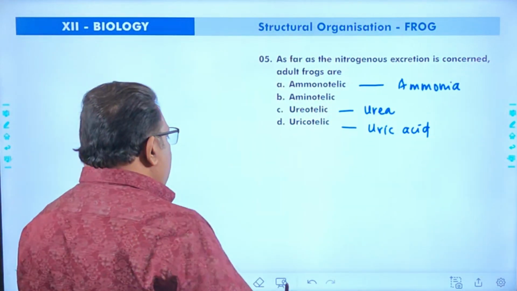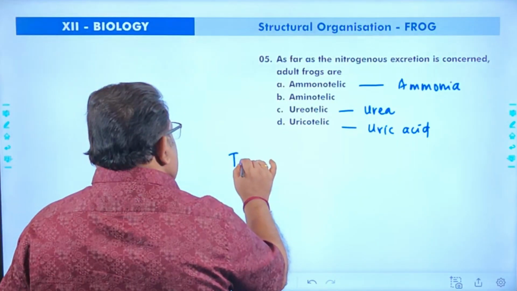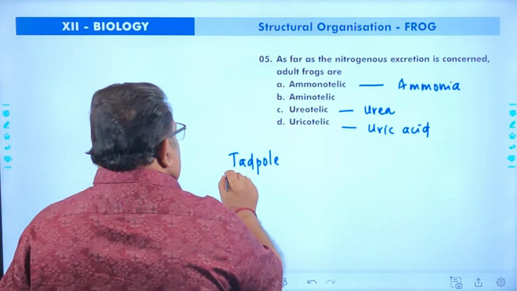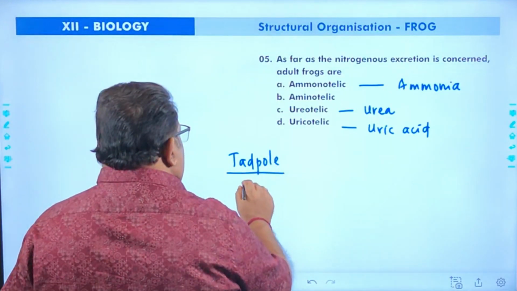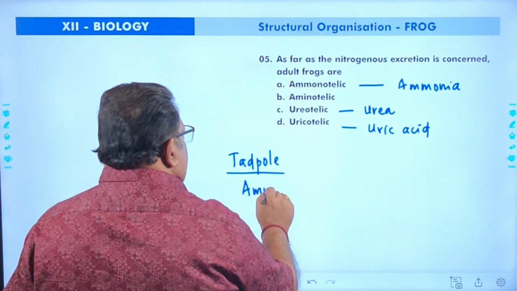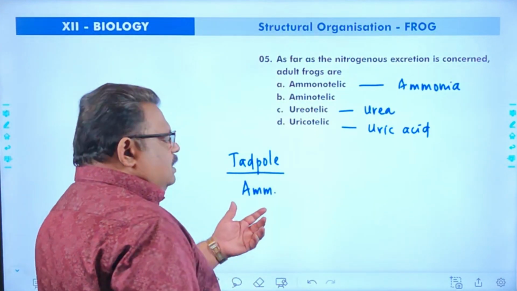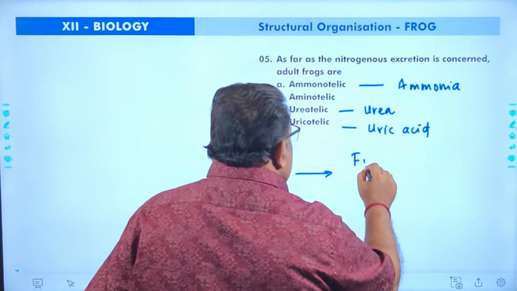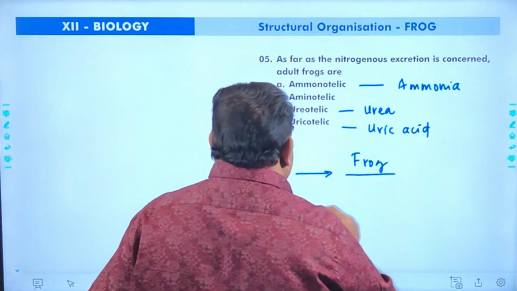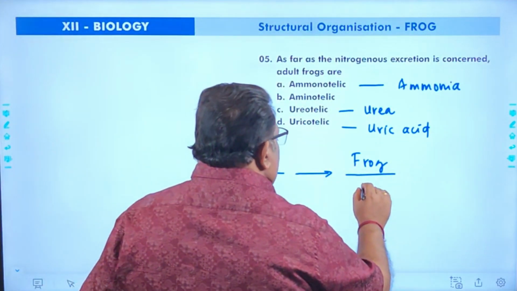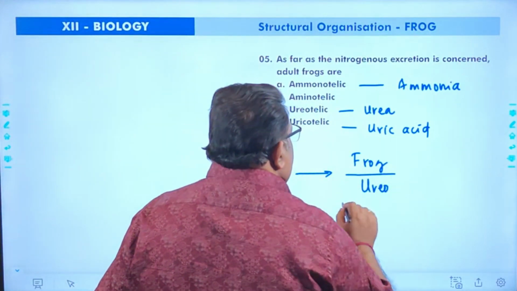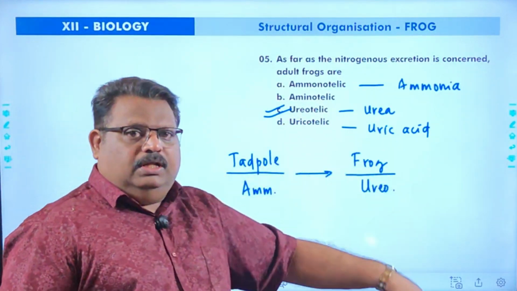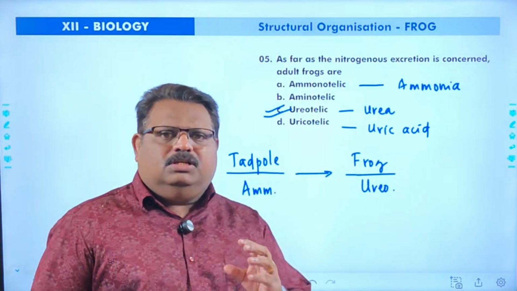In the case of larva, that means tadpole larva, the tadpole larva are considered to be ammonotelic, as they are releasing ammonia. When the tadpole larva metamorphoses into adult frog, the mechanism changes from ammonotelism to ureotelism. That means adult frogs are ureotelic only because the chief nitrogenous waste material is urea.